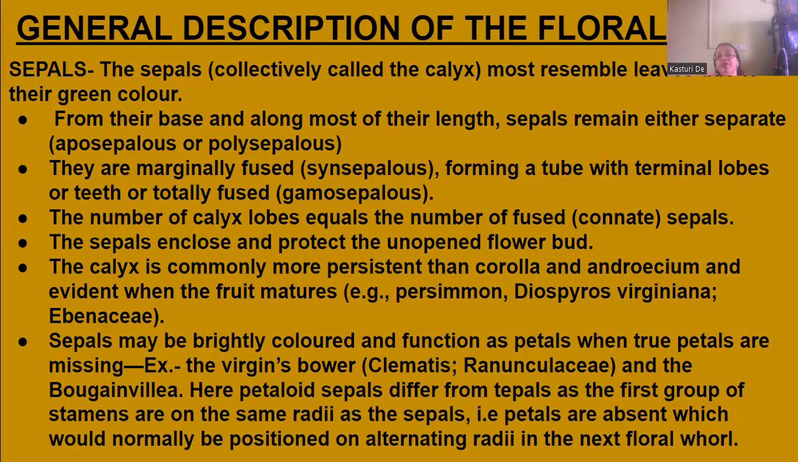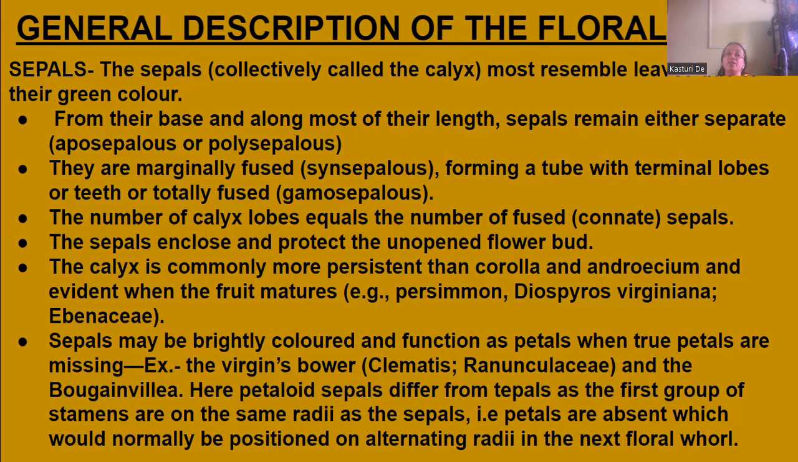What happens when the flower matures into fruit? At that time also we sometimes see the calyx present. So that's why calyx is more persistent than corolla and androecium, and evident when the fruit matures. I told you when the fruit matures, then also we can find the calyx present, but the corolla and androecium drop off. So that's why calyx is more persistent than corolla and androecium. Like Physalis, then Diospyros, Virginia, and Ebenaceae.